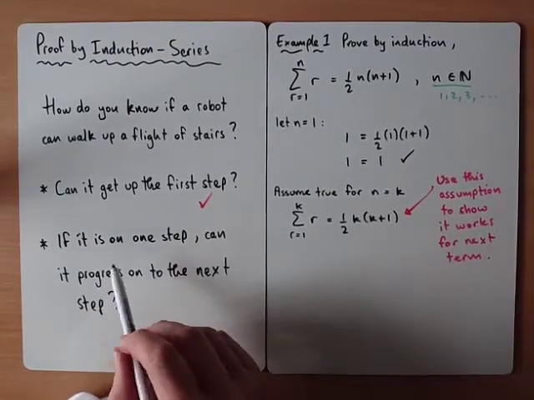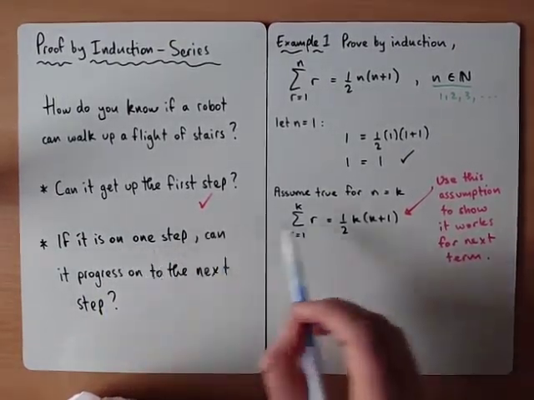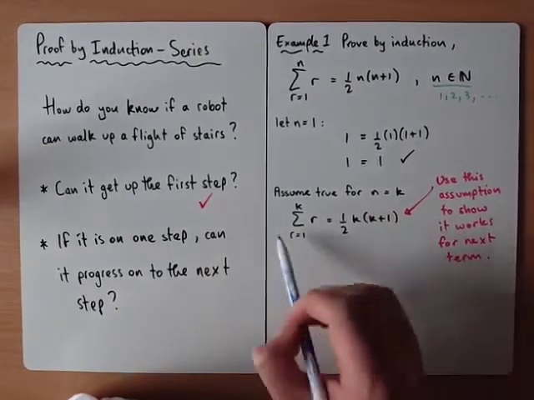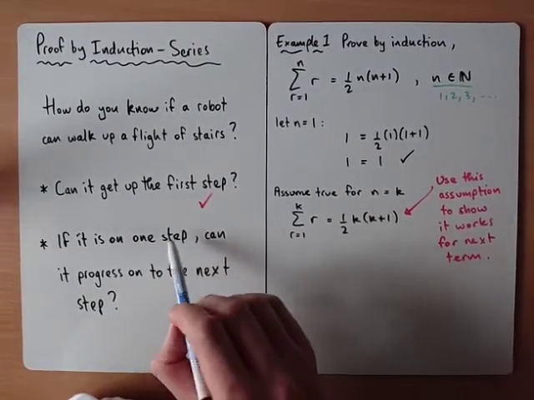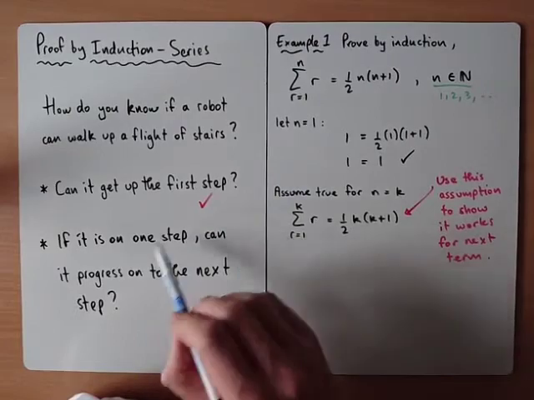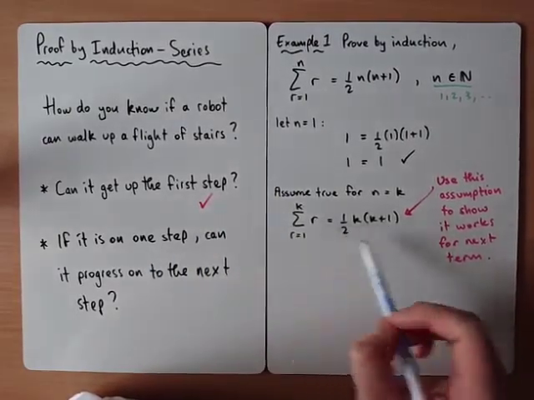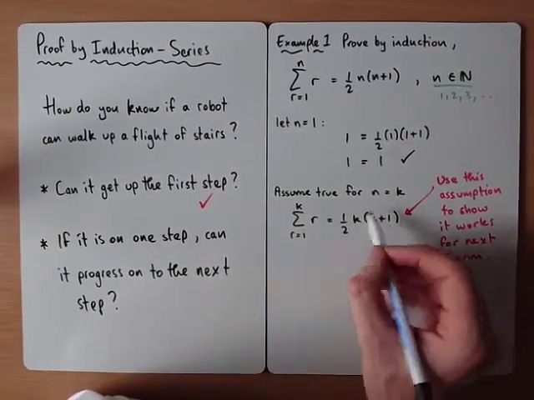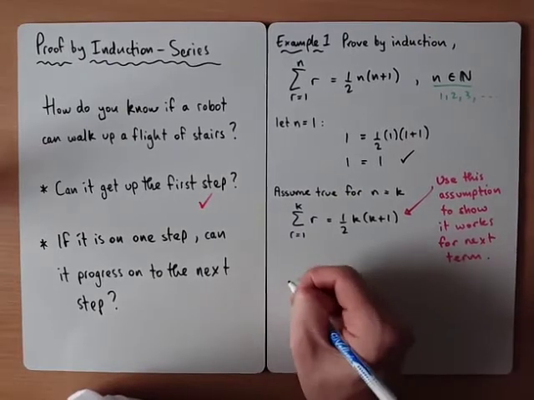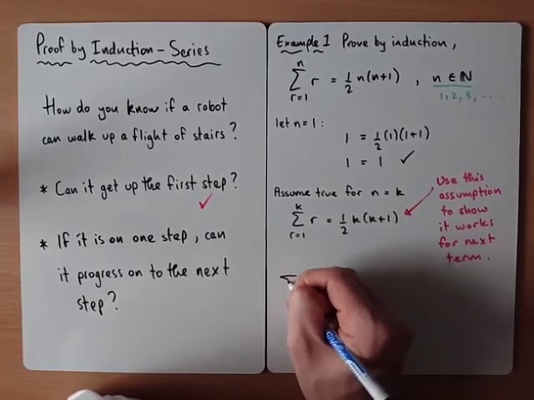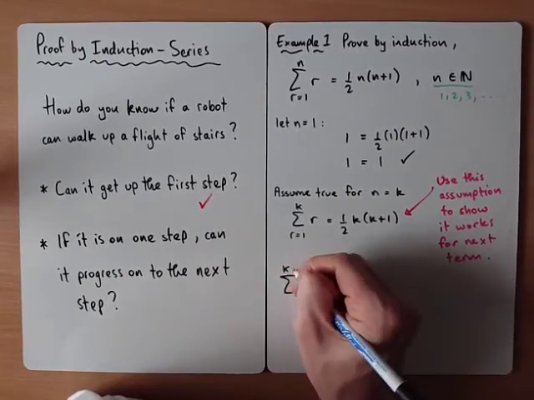So essentially what we're doing now is we're assuming that we're on a step, this result does work, the robot's on the step, but will the robot be able to get onto the next step? So if this formula does work, will it also work for the next term in the sequence?